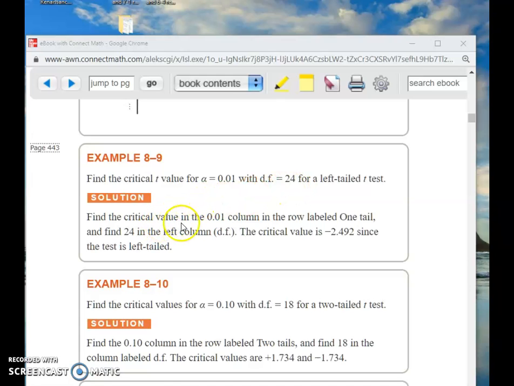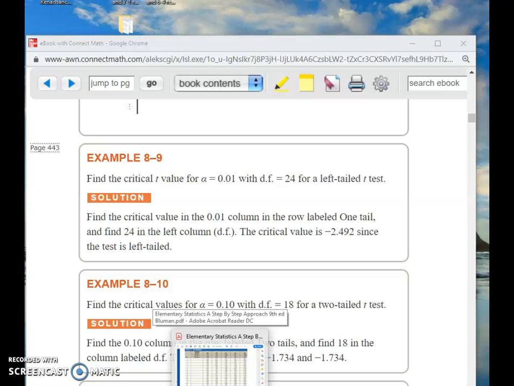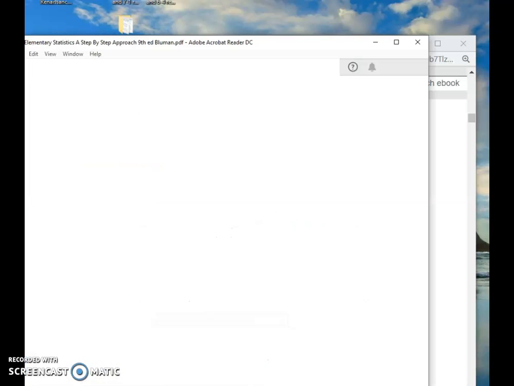We're going to find the critical value in the 0.01 column in the row that's labeled one tail. Find 24 in the left column for the degrees of freedom, and then it's going to be a negative number because the test is left-tailed. Now let's see if we can make sense out of that. It's hard to bounce back and forth, so I'm going to read it out of my book as I'm going along here.